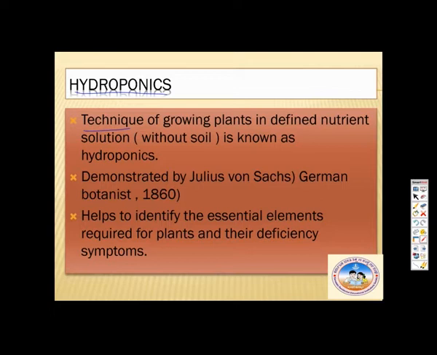What do you mean by it exactly? You will take water, anything. You will fill in the nutrients, whatever is required, with the water, but there will be absolutely no soil present. And of course, you have a plant growing. So this particular terminology, we usually call it hydroponics.